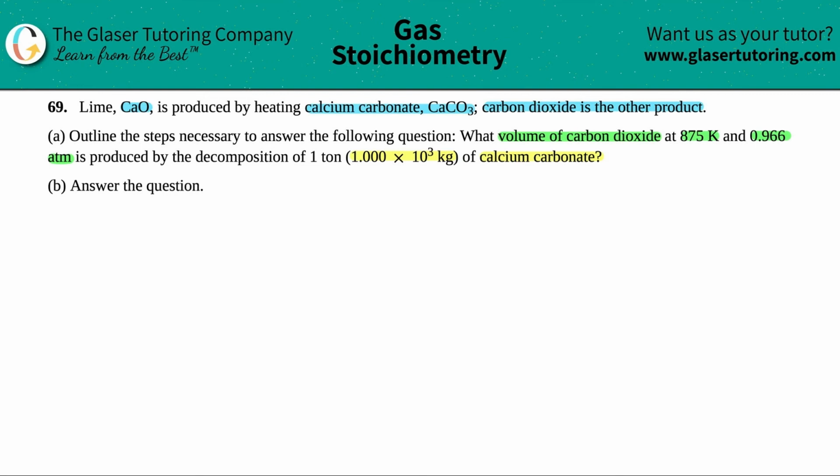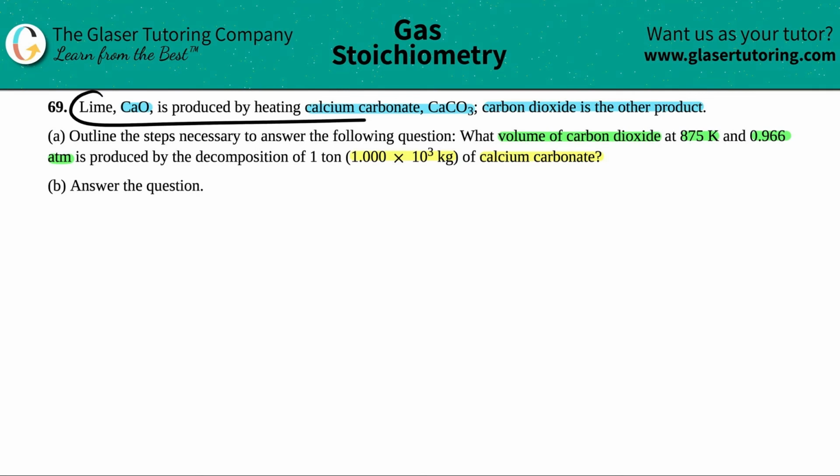So the first thing that I see is that they're looking for a volume of one compound, they're looking for a volume of carbon dioxide, and they're telling us information. I have 1 ton of the calcium carbonate. When you see that they're asking for something and they're giving you information of something else, one compound and then another compound, we need a balanced equation. So that's like step number 1. We need to find the balanced equation.